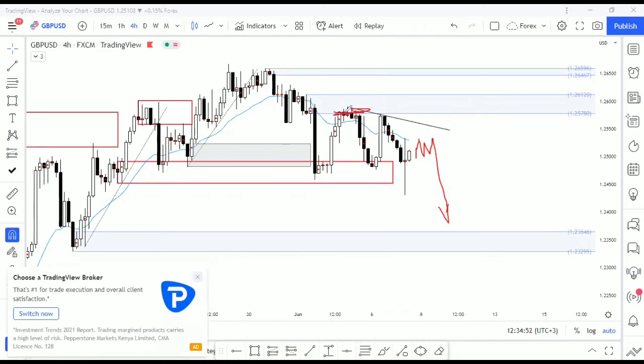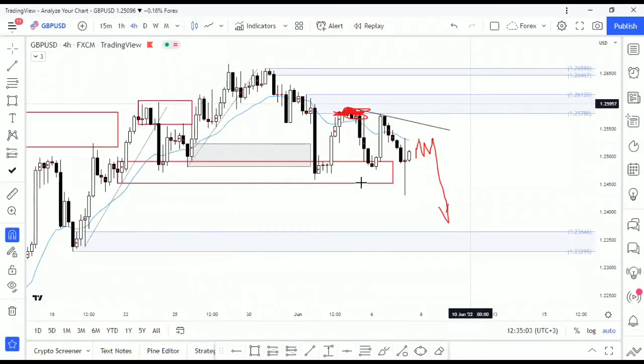I took my sell position around this level here, and my position went to break even, and I've closed it. I have my profits, so I'll still continue to watch and monitor it, and see if I'll get another opportunity of taking a short trade.